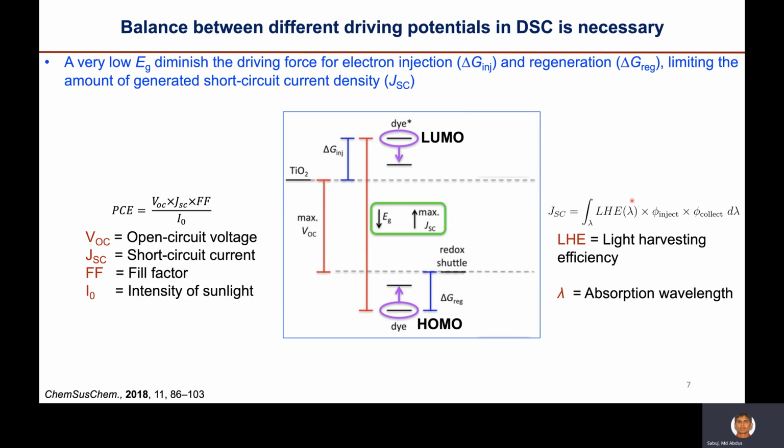One of the objectives of this work is to find an optimal diradical character which can provide a good balance between the different factors affecting the power conversion efficiencies in DSC, which will answer the question we have posed before.